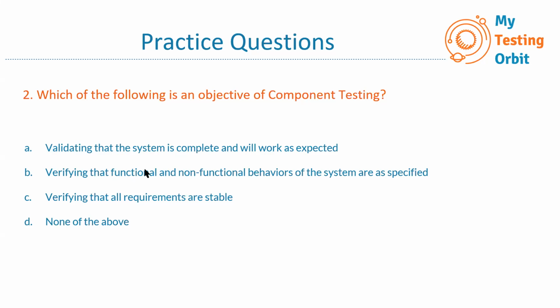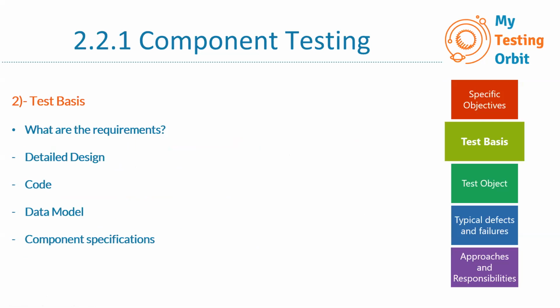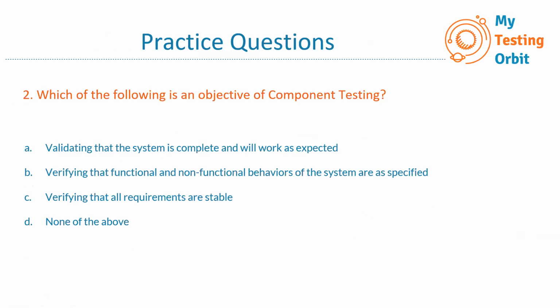B, verifying that functional and non-functional behaviors of the system are as specified. So this is the perfect answer, as we did cover it. Let's see where. Yeah, over here in objectives: verifying whether the functional and non-functional behaviors of the component are as designed and specified. So we did cover over here that we have to make sure that the code which we are writing in component testing needs to be aligned with the design, because that's what we test against. So B is the right answer. Let's see the third one.